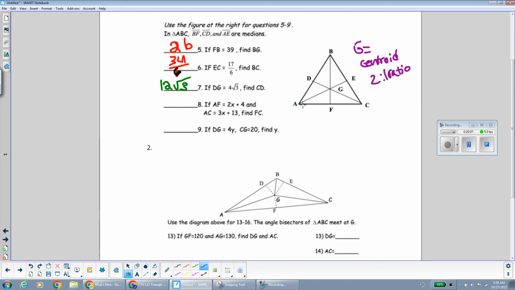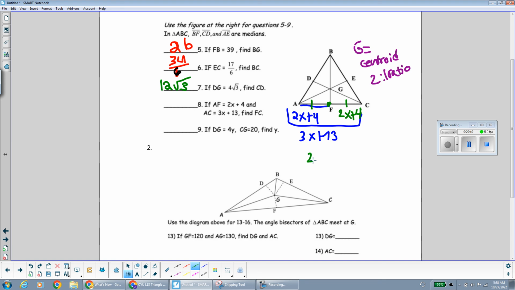If AF is 2x plus 4 and AC is 3x plus 13, find FC. So I know that we have medians here, and medians connect midpoint to opposite vertex. So this would be the midpoint of side AC, which splits it into two equal or congruent parts. So if this is 2x plus 4, this part is also 2x plus 4.